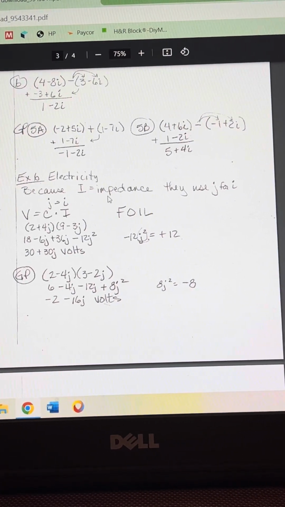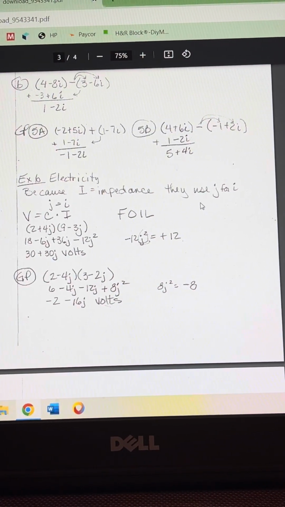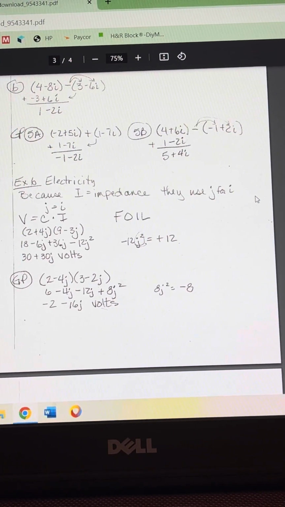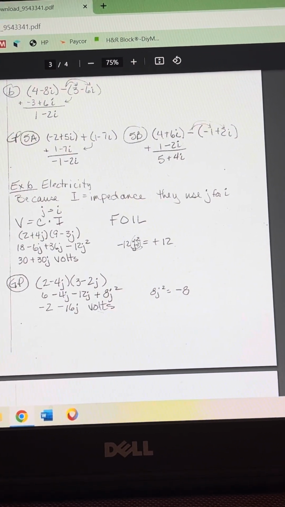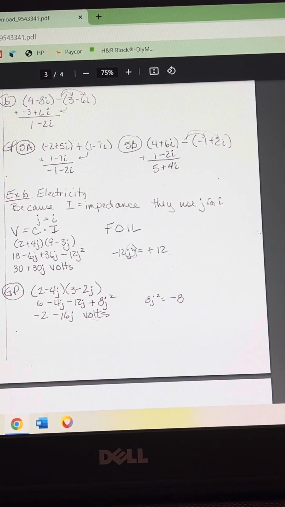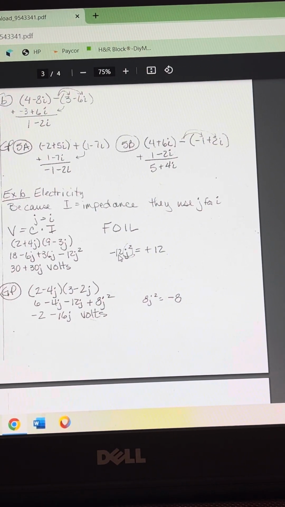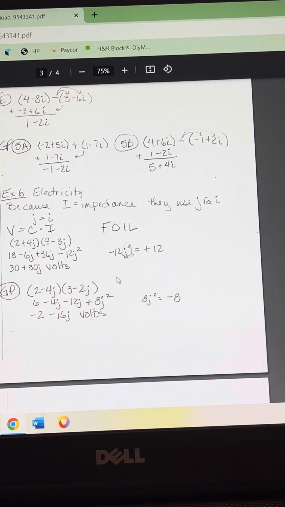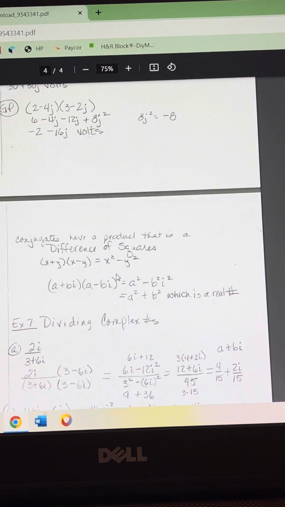In electricity, because i equals impedance, they use j instead of i. But j is just like i. So when you have a j squared, that's like negative 1 squared, or like the square root of negative 1 squared. So it cancels out that negative. Okay? You might get one or two of those.